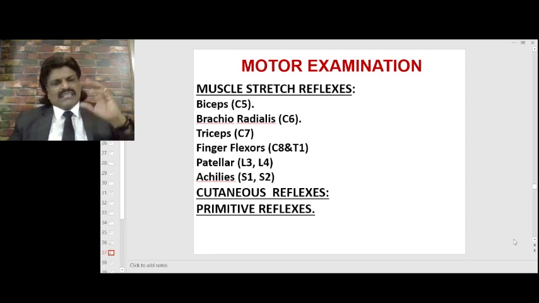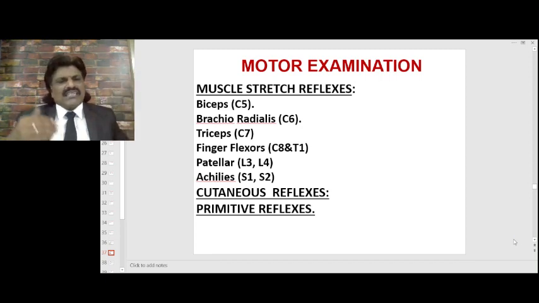So above the lesion, the reflexes are normal. At the level of the lesion, it is LMN type. Below the lesion, it is UMN type. By knowing this basic concept and by eliciting the reflexes, we can place the lesion.